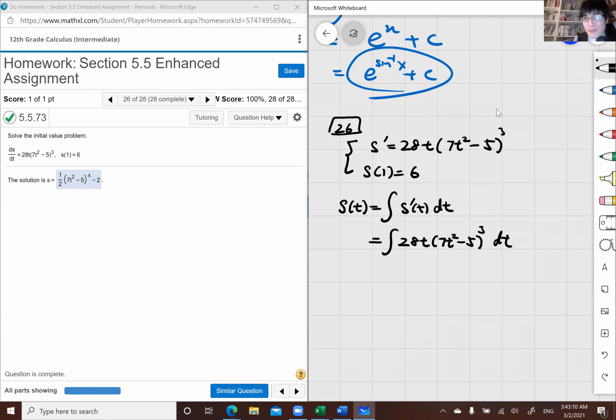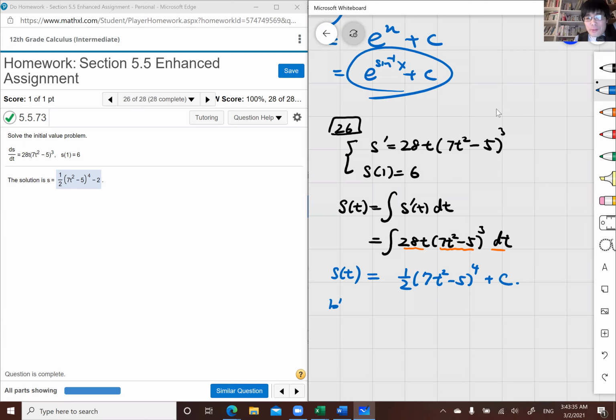Now, this one is a very simple one. It is a quadratic inside the cube function, and whose derivative is basically here. So after you do some u substitution, you probably get (7t² - 5) to the power 4, times 1/2, plus c. Okay, so after you do integration, you want to get this.